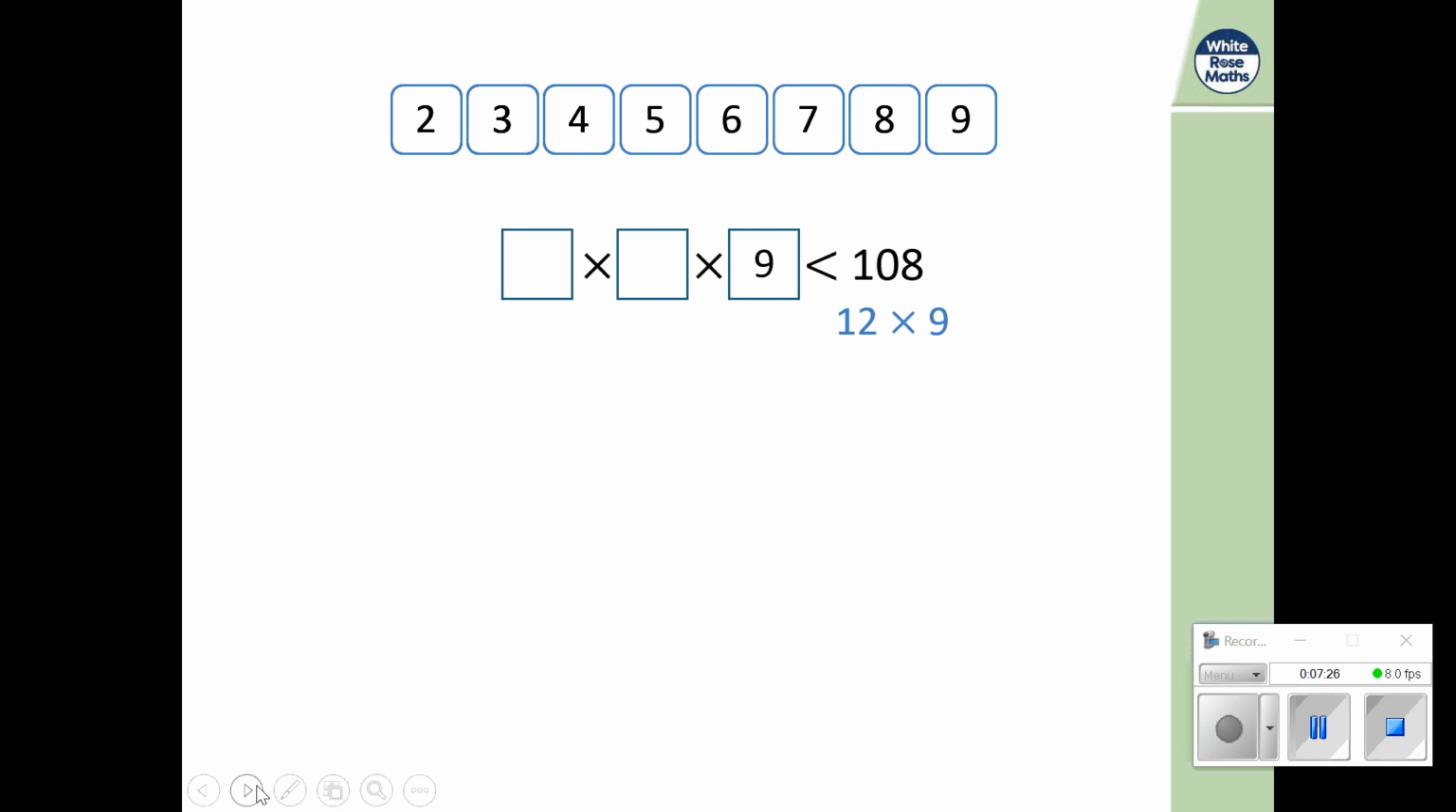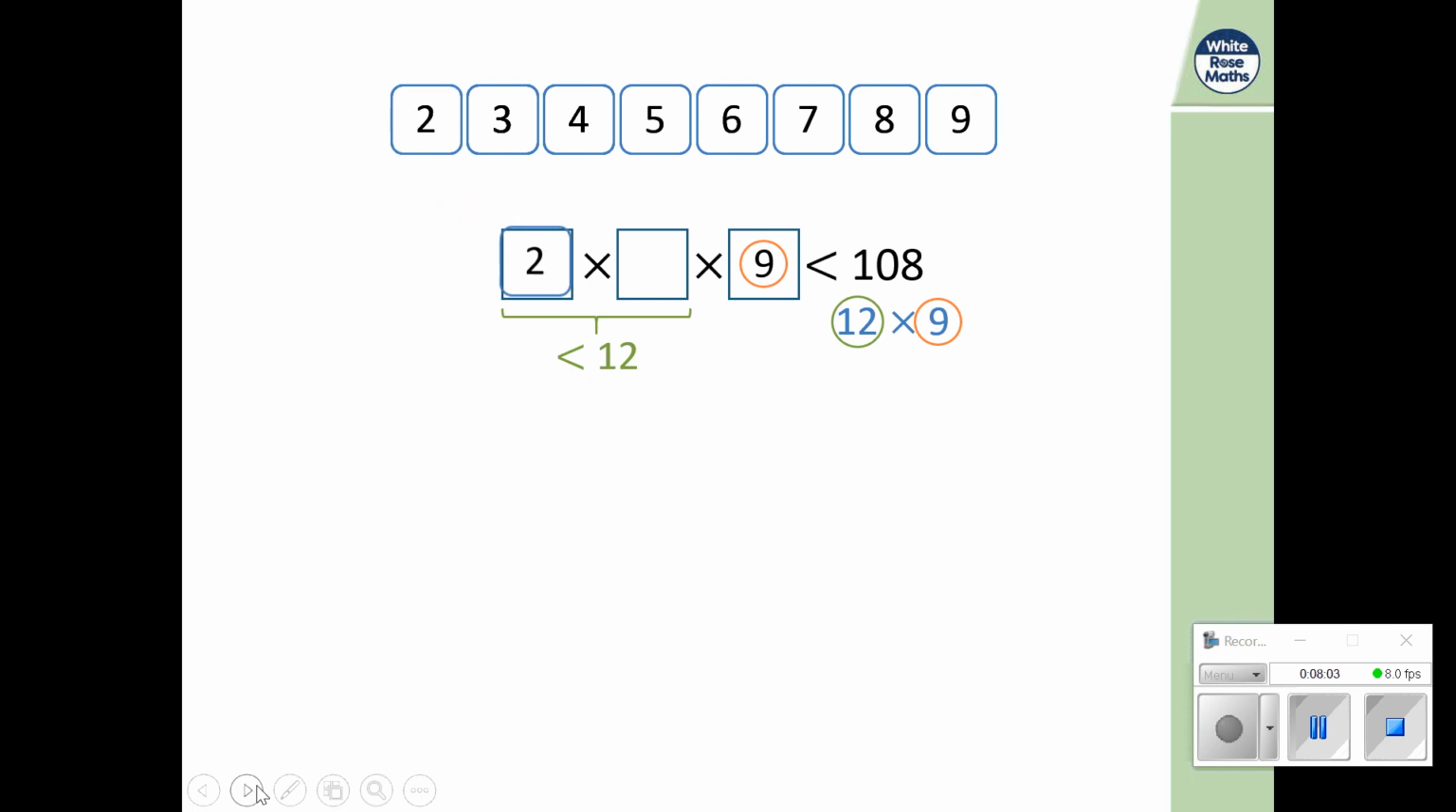So 12 times 9 is 108. So we know we're talking about 9s because you've got to multiply by 9 on the opposite side of the less than sign. So we need to say, oh, we've got 108. How can we divide that into groups of 9? Well, 12 9s is 108. So therefore, we know that those 2 numbers that are left must be less than 12. They mustn't equal 12. They must be less than 12.